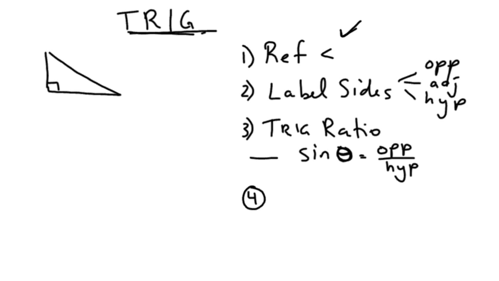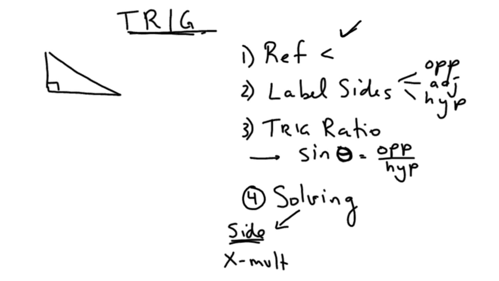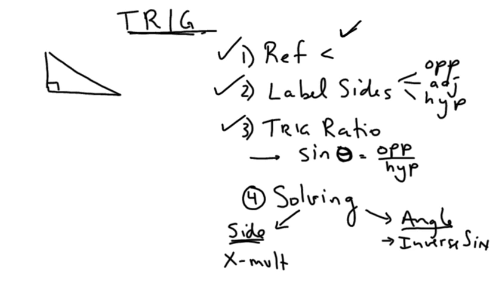Then from there, once we have information in our trig ratio, we've been solving. And here's where we've had to now start to make some decisions, because there's two things to do to solve. If we're solving for a side, our last step is to cross multiply. Whereas if we're solving for an angle, our last step is to inverse sine the decimal or fraction value. But reference angle, label the sides, the trig ratio, those steps don't change. It's just at step 4 solving where we have to start thinking.